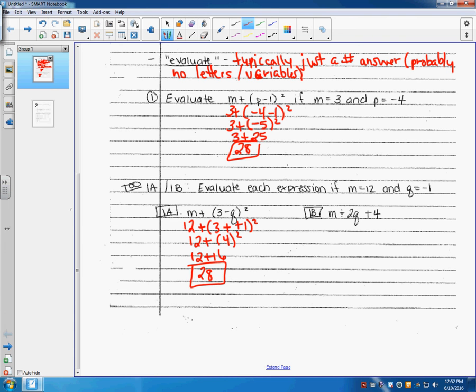Why don't you take a second, try this one, substitute, put in everything that you need to do the math, make sure you pay attention to left or right, and see if you get it right. So instead of an m, we put 12, divided by 2q is negative 1 plus 4. That's the easy part. So from here we have to do PEMDAS.